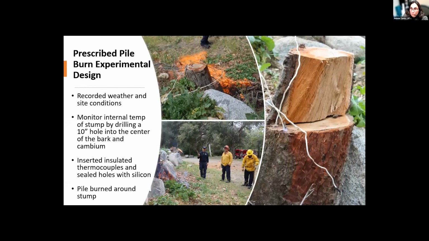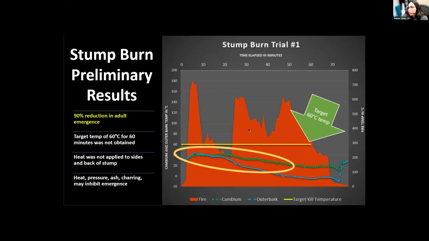We're also doing prescribed pile burn experiments on an infested stump. This excised area was a 2 square foot area, from which I extracted 47 larvae. We monitored the internal temperature of the tree and the site conditions. These preliminary results showed a 90% reduction in adult emergence, even though the target temperature and duration were not met, and the heat was not applied to the back side of the stump. This might indicate that heat, pressure, ash, and charring may inhibit emergence.